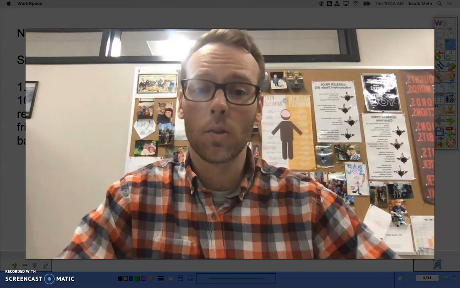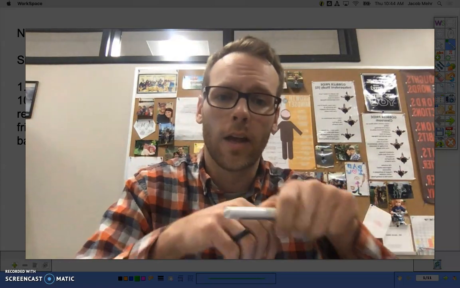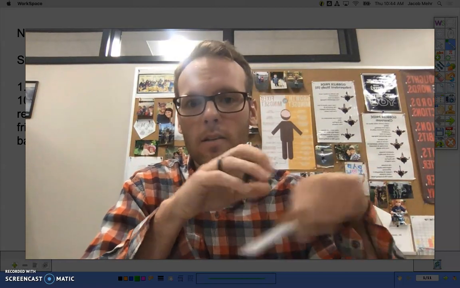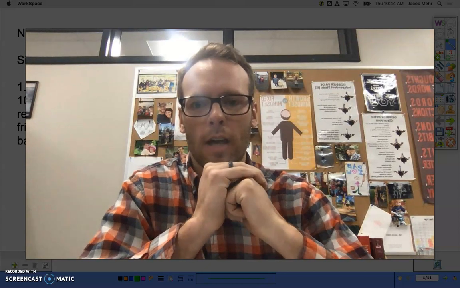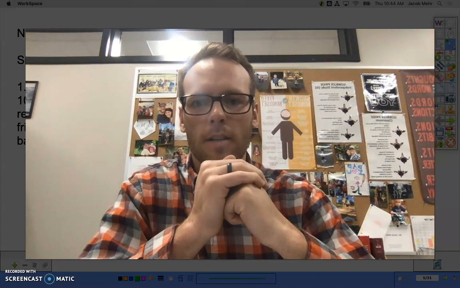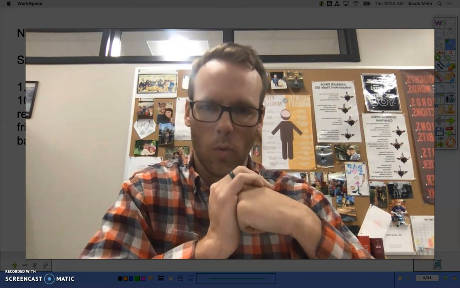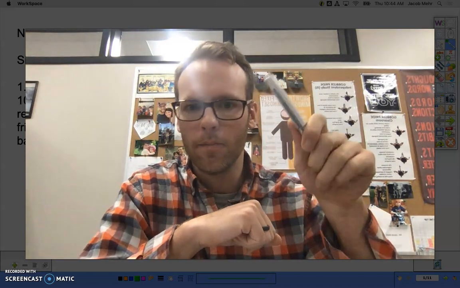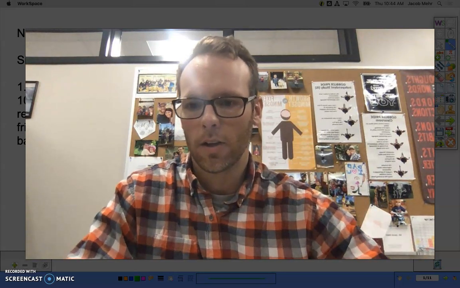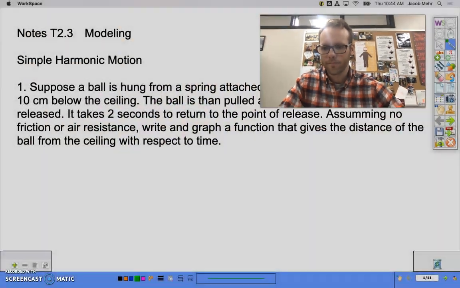Today we're going to continue to look at models. So we've spent some time looking at what happens as a wheel spins. Great application of trigonometry and writing trig functions. Today we're going to look at something called simple harmonic motion. It's when something is just simply going up and down. And I'll give you a little setup here.